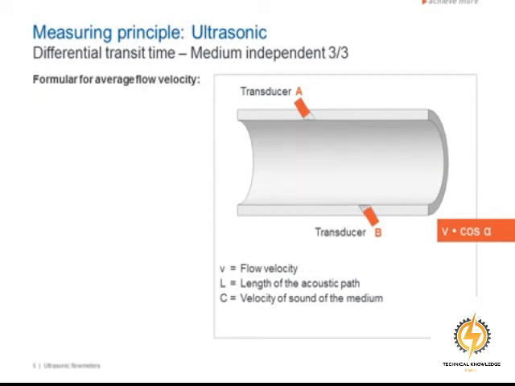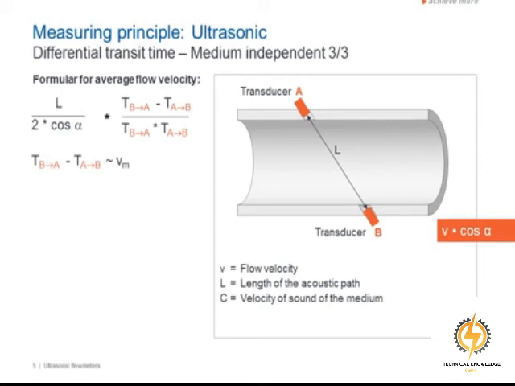Assuming then that neither temperature, pressure, nor composition of the medium change in such a short time, the resulting flow rate of the medium can be shown as follows. The length of the acoustic path divided by 2 times the cosine of alpha, multiplied by the result of dividing the difference between the two transit times by the product of the two transit times.